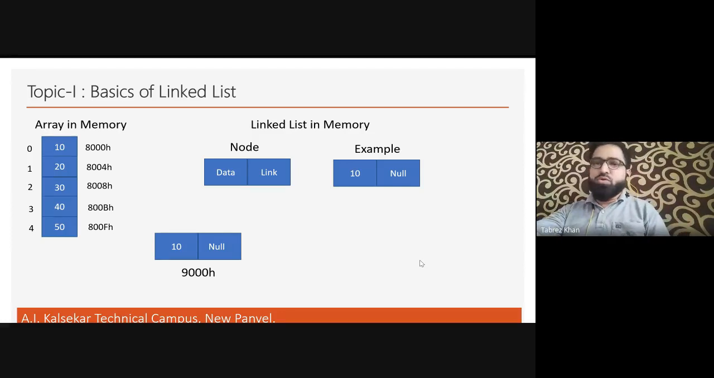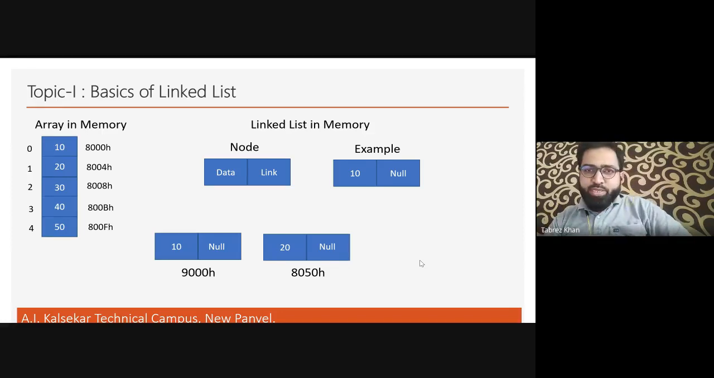Now I create one more node. I want to insert a node into this linked list. So I would be creating one more node. First, in the data part, I'm putting 20. Second, the link part. Then I put null into this link part. And then this node has been created at the memory location 8050. See here carefully. The first node is present at the memory location 9000H. The second node is present at the location 8050H.